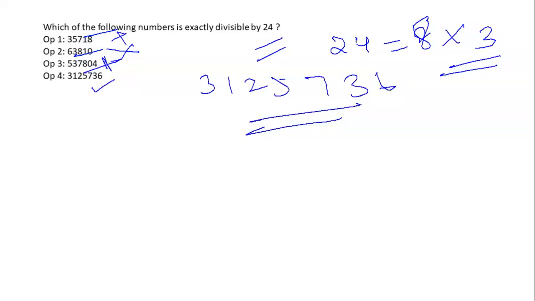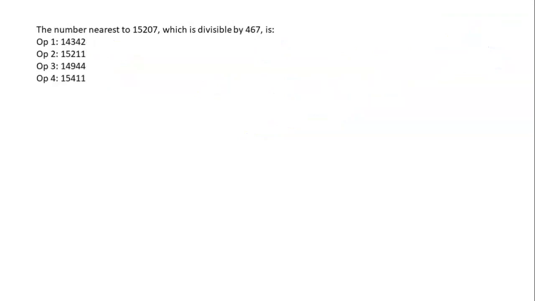And summation of the digits should be divisible by 3 when it comes to divisibility of 3. So I don't think that's a possibility also. Okay. Next question. Find the nearest. The number nearest to 15207, which is divisible by 467, is. The number divisible by 467 nearest to 15207 is your question.